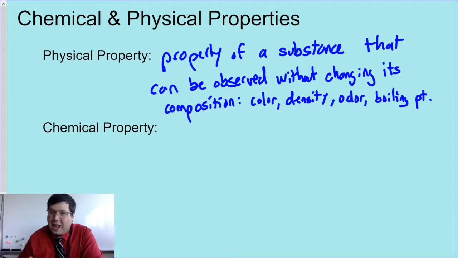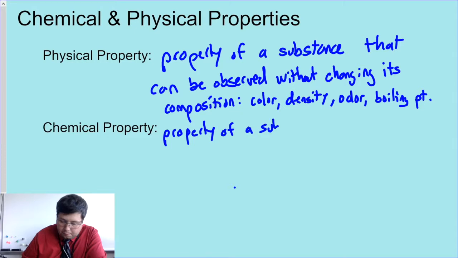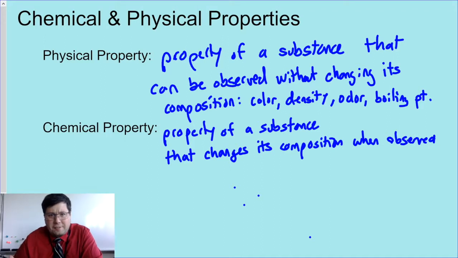On the other hand, a chemical property does change that substance's composition. So it's a property of a substance that changes its composition when observed. Now, these are a little harder to think of at first, but once you start seeing the idea, you're going to realize that every one of these is just something undergoing a chemical reaction.